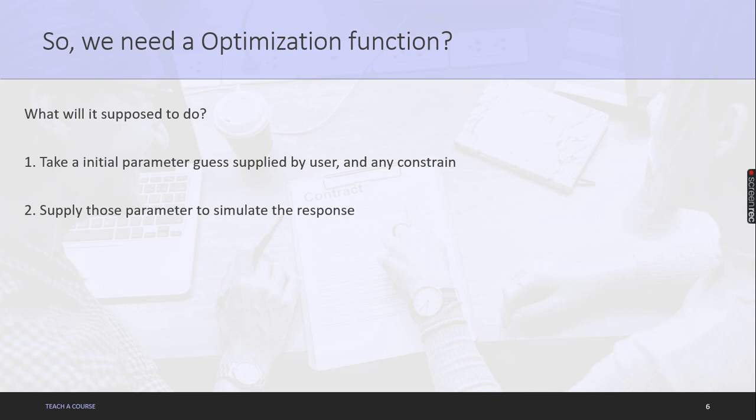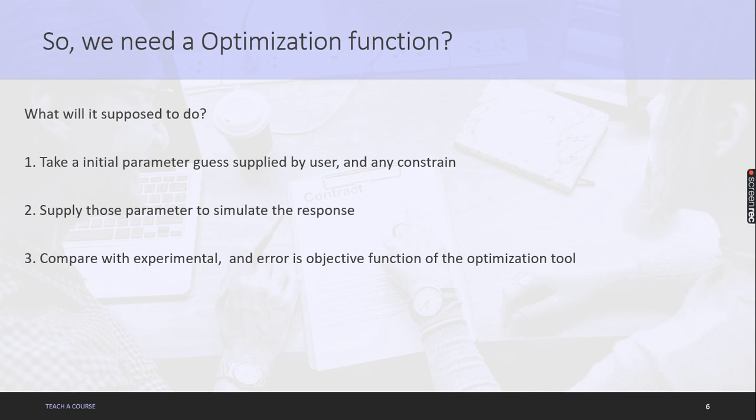Then those guess parameters will be provided to simulate the response, as we have shown in our earlier slide. Then they will compare. Error will be the objective function of the optimization tool. So the optimization tool always needs what it is going to minimize. It will always try to minimize the output of the objective function, and in this process the solution will be projected. Finally, the optimization tool will provide some new set of parameters, and the whole cycle will continue until a satisfactory result is ascertained.